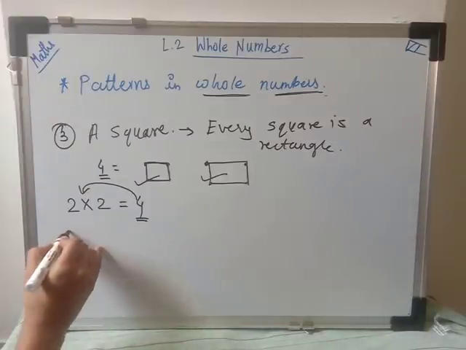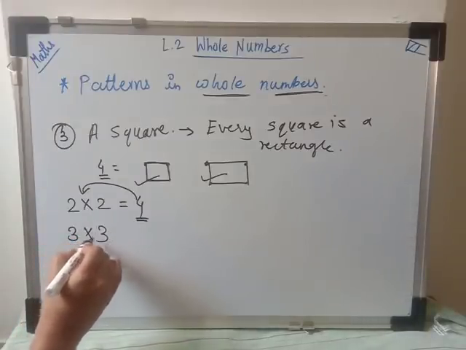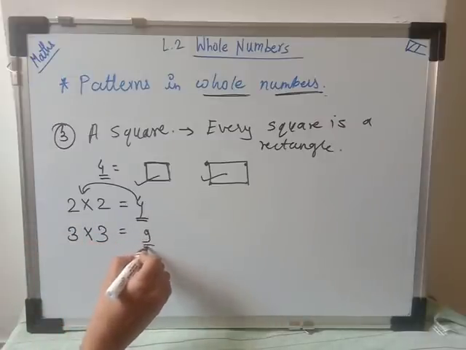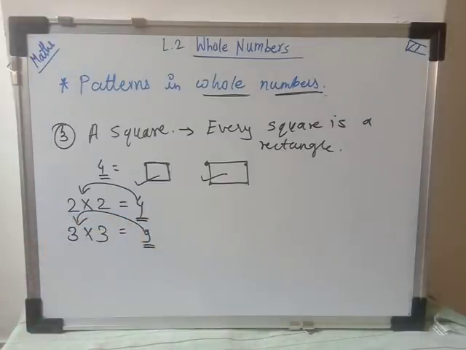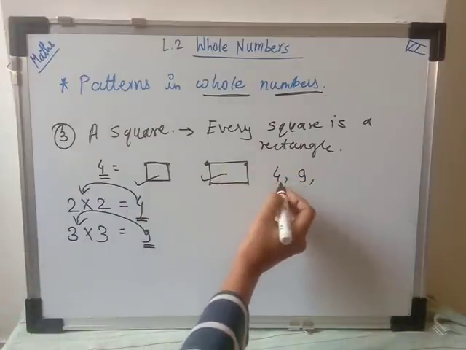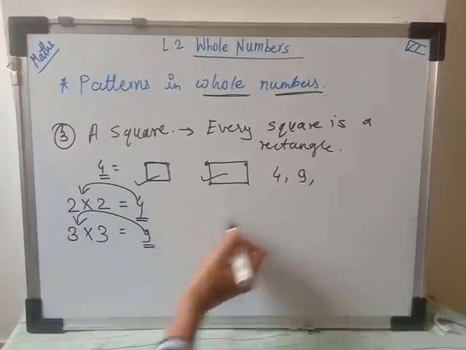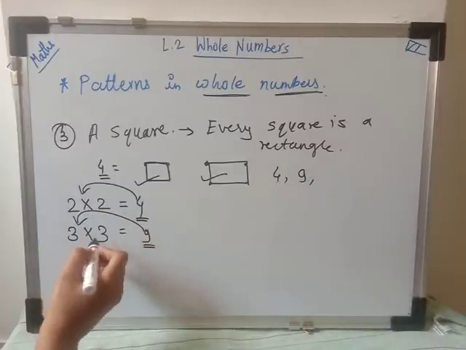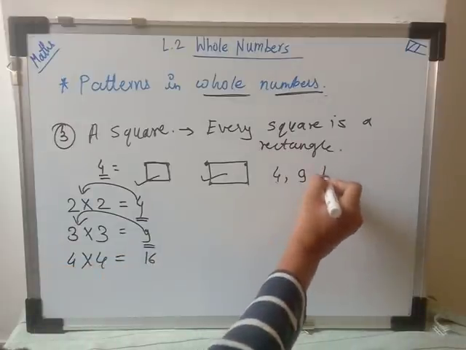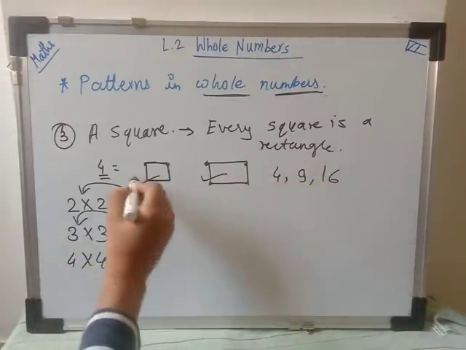Okay, same once again, the number 3, if you multiply it by itself, 3 3s are 9. So 9 is the square of 3. So here we can take those numbers that are the square of another number. So 4 is the square of 2, 9 is the square of 3. And 4 multiplied by 4 is equal to 16. So 16 you can take to make a square.